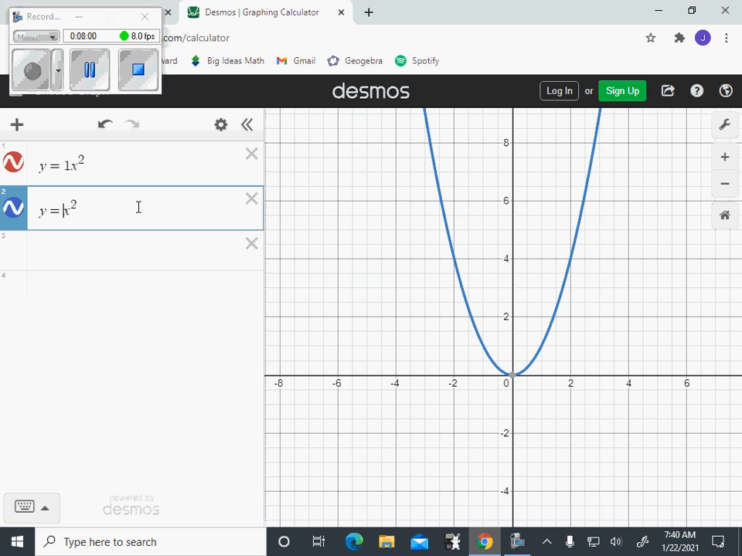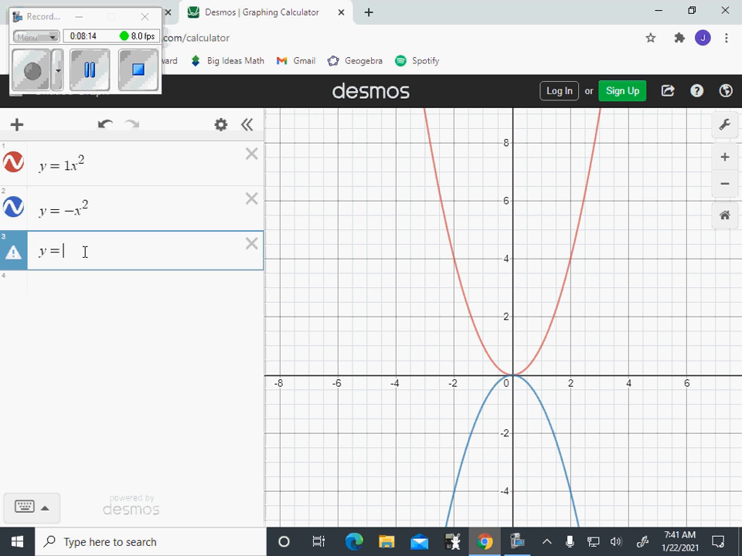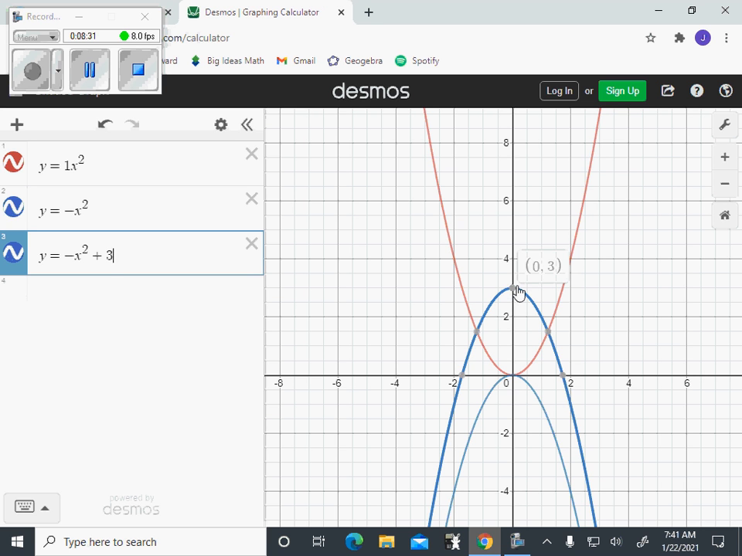What happens if I put a negative in front of that x squared? What happens then? It actually flips it. Right? So if I have y equals negative x squared, and then I said plus 3, where's that graph going to move? It's going to flip over the x-axis, and it's going to move right here. Good. Our vertex moved up 3. Our vertex now becomes 0, 3.